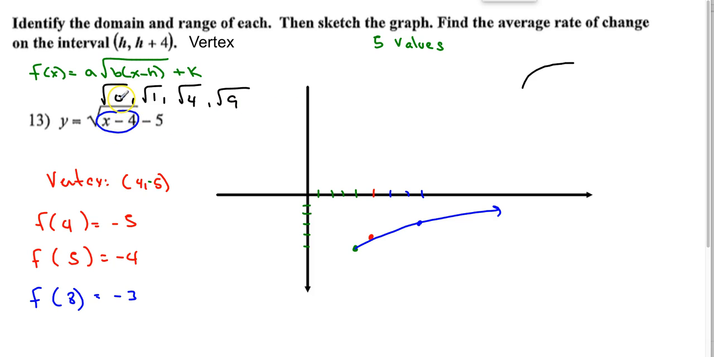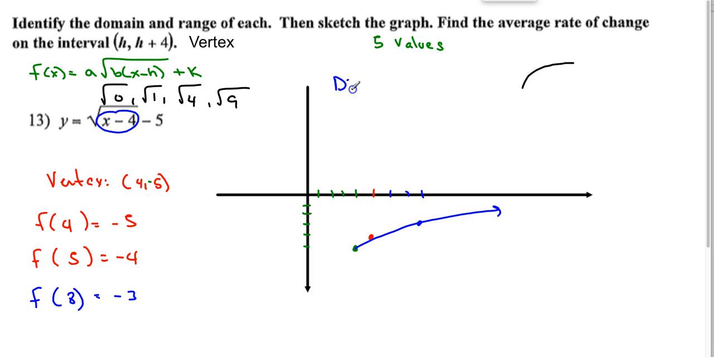So if I plug in 4, I get 4 minus 4 is 0. If I plug in 5, I get 5 minus 4 is 1. If I plug in 8, 8 minus 4 is 4. And if I do 13, 13 minus 4 is 9, if I want to continue on that way. All right, so I want to try to get myself some perfect square roots. And if I'm here, we got my vertex.